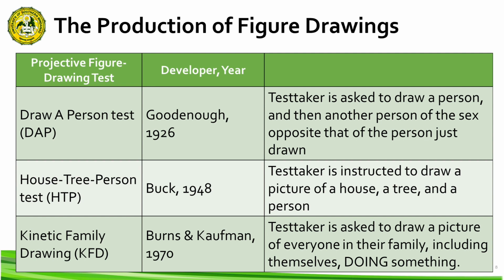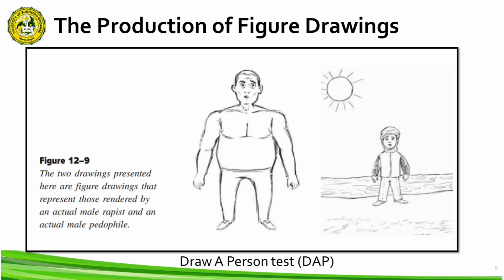In that test, attention has been given to such factors as the length of time required to complete the picture, placement of the figures, the size of the figure, pencil pressure used, symmetry, line quality, shading, the presence of erasures, facial expressions, posture, clothing, and overall appearance. So here's an example of a DAP test.